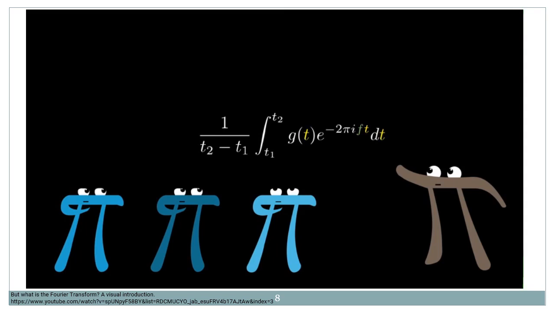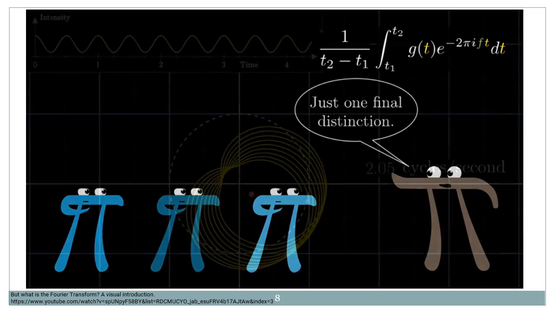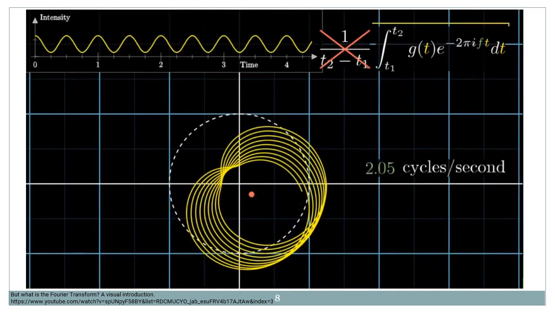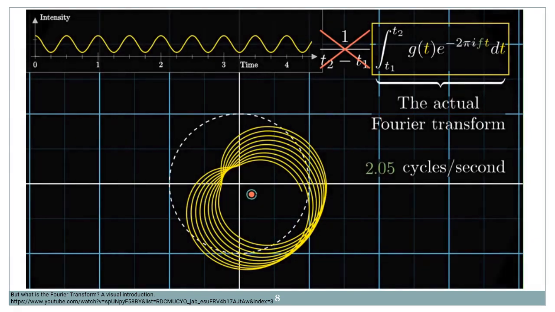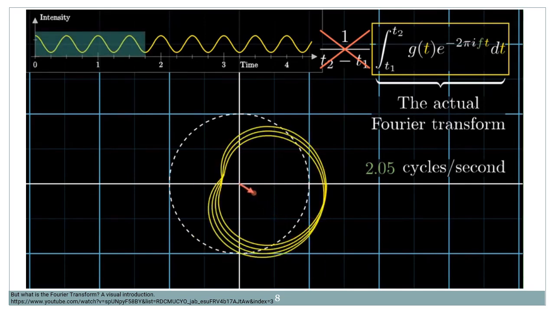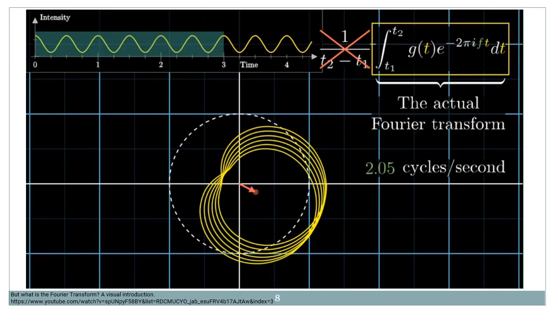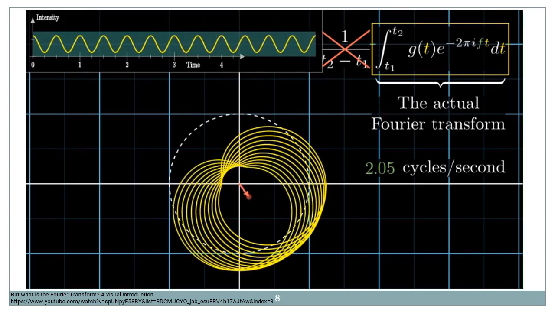And now there is only one final distinction to point out between this and the actual honest-to-goodness Fourier transform. Namely, just don't divide out by the time interval. The Fourier transform is just the integral part of this. What that means is that instead of looking at the center of mass, you would scale it up by some amount. If the portion of the original graph you were using spanned 3 seconds, you would multiply the center of mass by 3. If it was spanning 6 seconds, you would multiply the center of mass by 6.